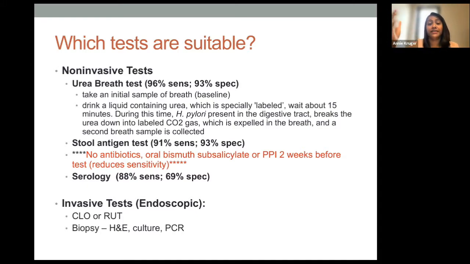And so if it's above a certain threshold, it'll say, okay, you have H. pylori. But that requires people coming in, and obviously during COVID, we weren't doing these kinds of breath tests and were avoiding them.